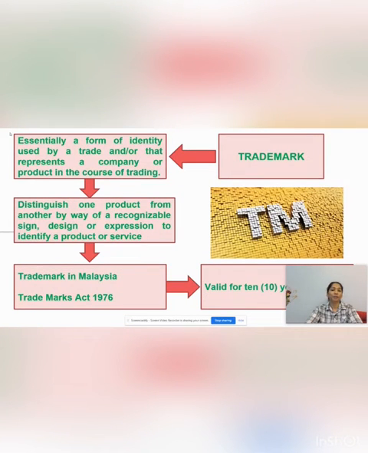Trademark is essentially a form of identity used by the trade to represent a company or product in the course of trading. It is used to distinguish one product from another by way of a recognizable sign, design, and expression to identify a product or service. Trademark in Malaysia: Trademarks Act 1976. The registration will be valid for 10 years. The filing date will be the date of the registration.